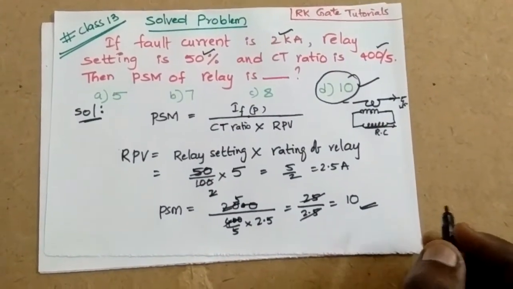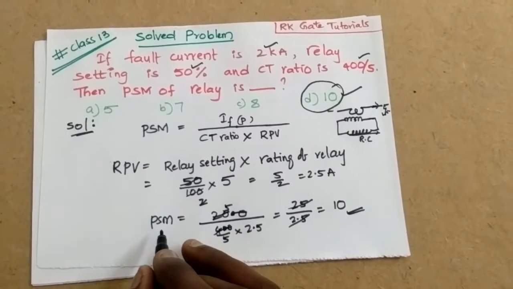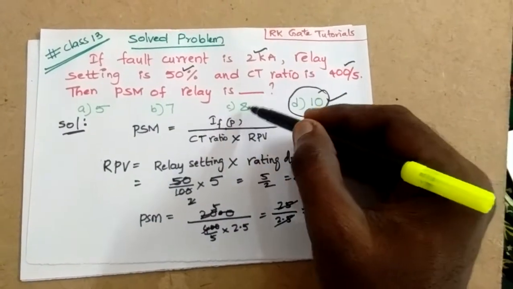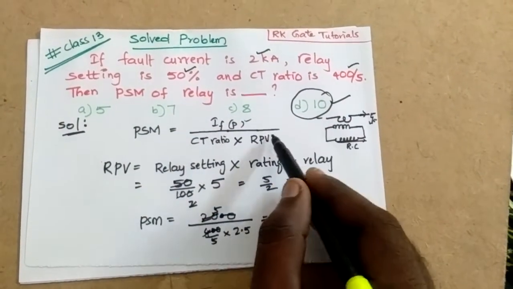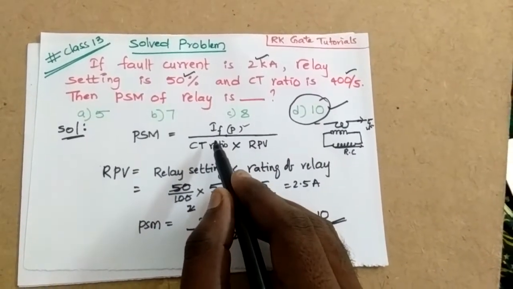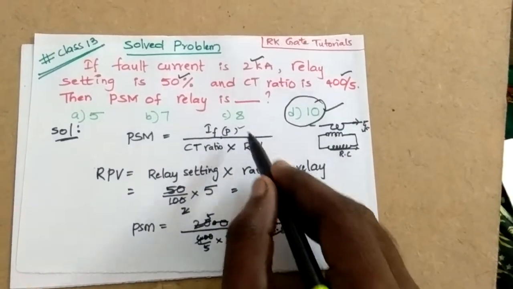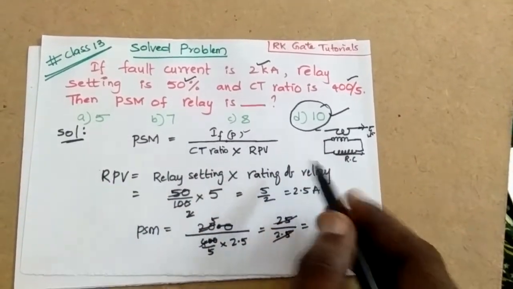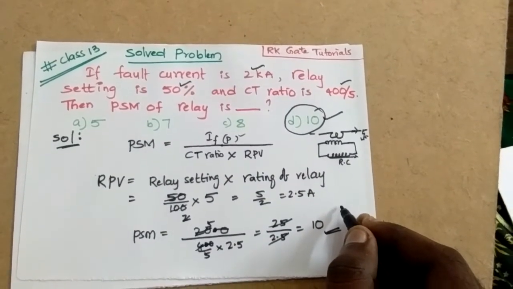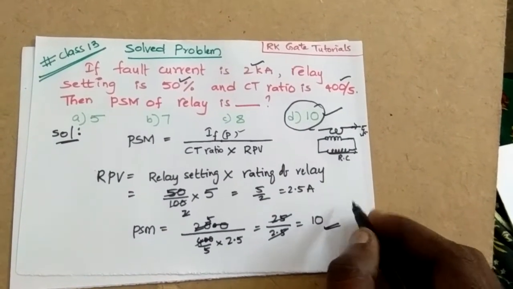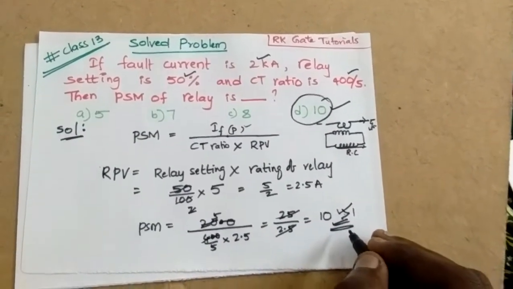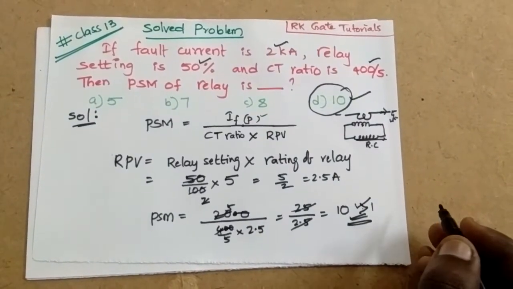I hope you understand. One more point is that PSM has no units, since it is a ratio of two currents. The fault current is a current, and the CT ratio is also a ratio of currents, primary to secondary, so the currents cancel and there are no units for the PSM. If PSM is equal to 1, that is the verge of operation. If PSM is greater than 1, the relay must operate. Here the PSM is greater than 1, so the relay must operate. This is what you have to remember.